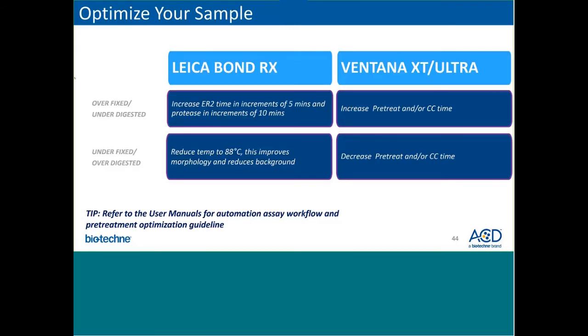Optimizing on the automated platforms is also similar in that you would work to change your pretreatment conditions. For the LigaBond RX, this would include changing either your epitope retrieval 2 and protease times, as well as on the Ventana XT/Ultra, where you would then increase or decrease your cell conditioning and your protease. Please, again, feel free to refer to the user manuals for the automation assay workflow and the pretreatment optimization guidelines.